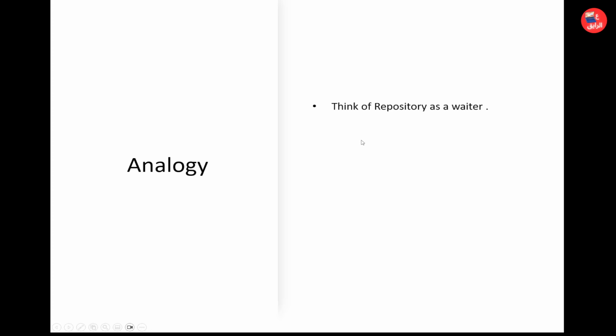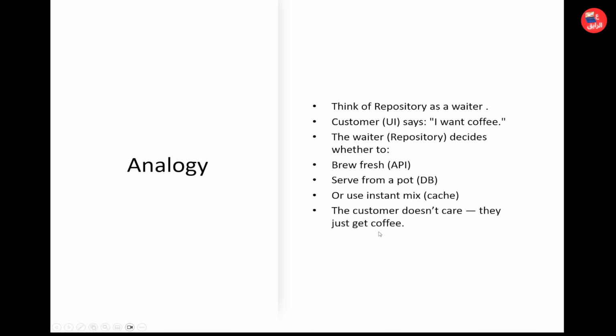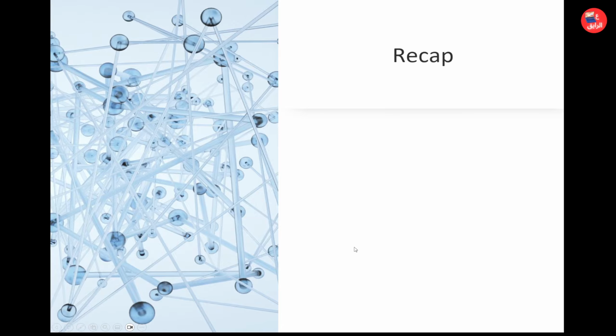Analogy: think of the repository as a waiter. The customer, the UI, says I want coffee. The waiter, which is the repository, decides whether to brew fresh (API), or serve from a pod (database), or use instant mix (cache). The customer doesn't care, they just get coffee.